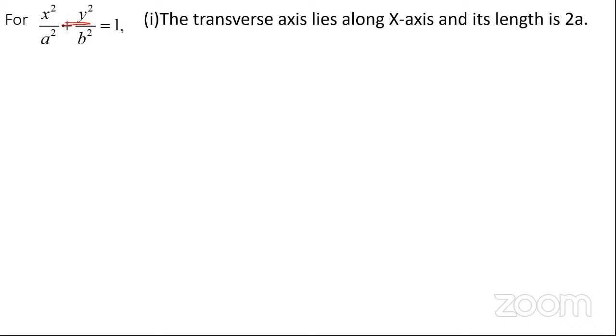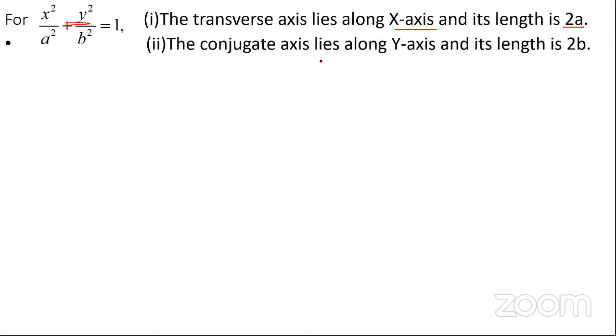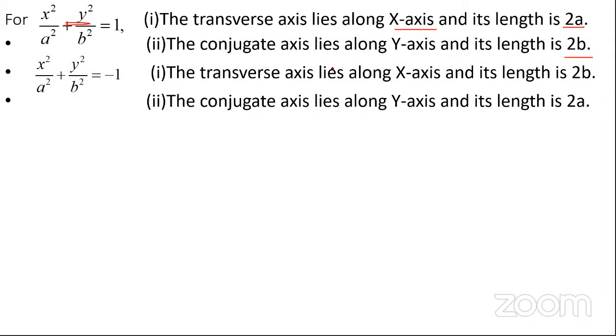For x square by a square minus y square by b square equal to 1, the transverse axis is along the x axis and its length is 2a. The conjugate axis lies on the y axis and its length is 2b. Similarly, for x square by a square minus y square by b square equal to minus 1, the conjugate hyperbola to the given one, the transverse axis has length 2b and the conjugate axis lies on the y axis with length 2a. Just reversed.